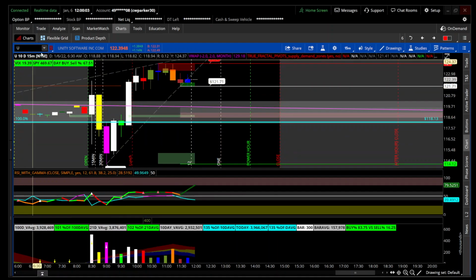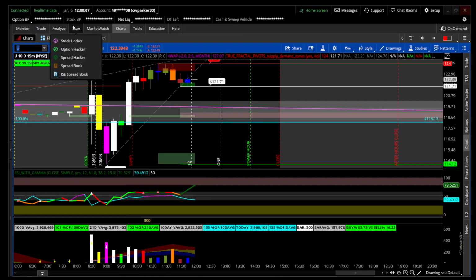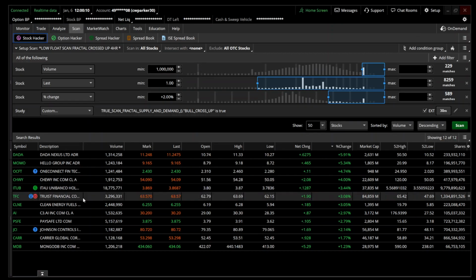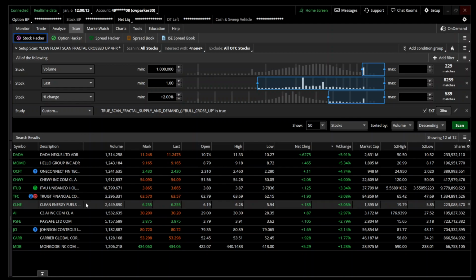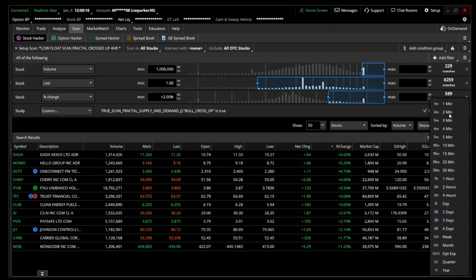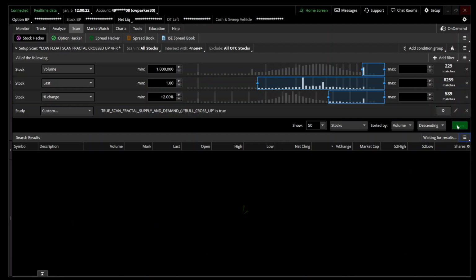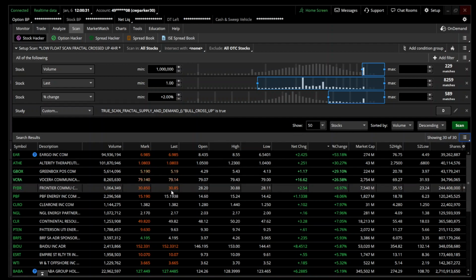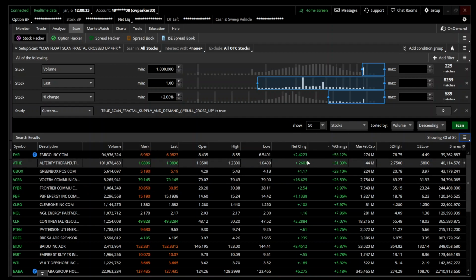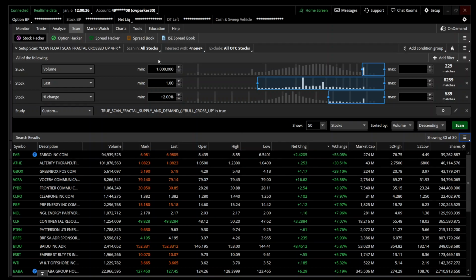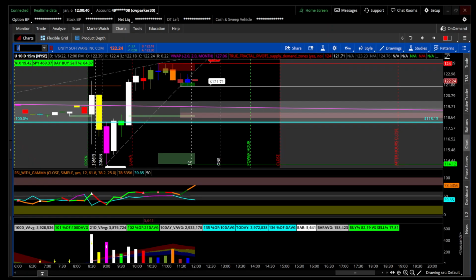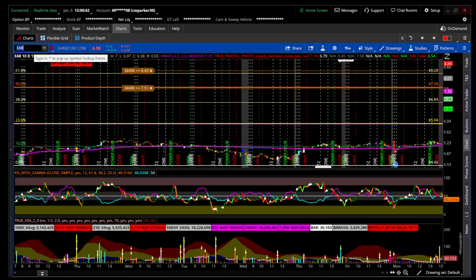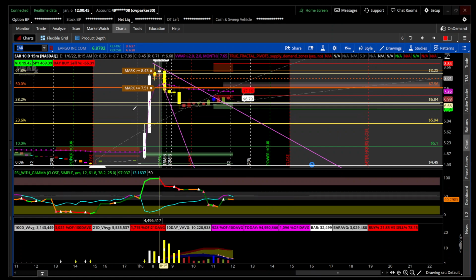So let's see. CLNE. Or let's go back to the hour, or let's see what happened on this day. All right, this is everything that broke above its supply zone on this day, and this is the greatest percent change. But this is garbage. I looked at it earlier. It shot up, yeah, it shot up, and right now it's down.